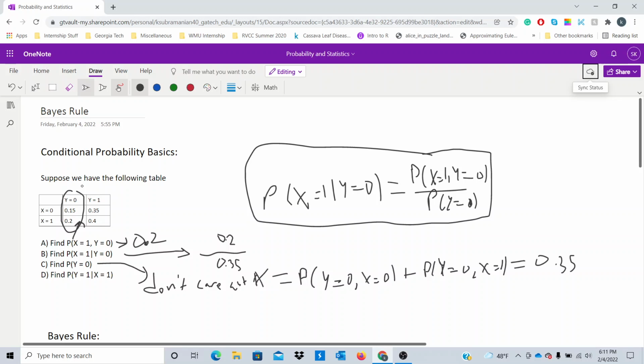And the probability of x equals 1 and y equals 0 is simply straight from the table. You just read from it. So it's kind of cool that we could have computed part B using the answers to part A and part C. All right, so part D, let's see if we can compute the probability of y equals 1 given x equals 1.